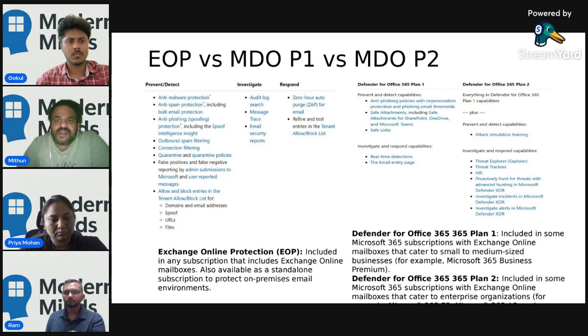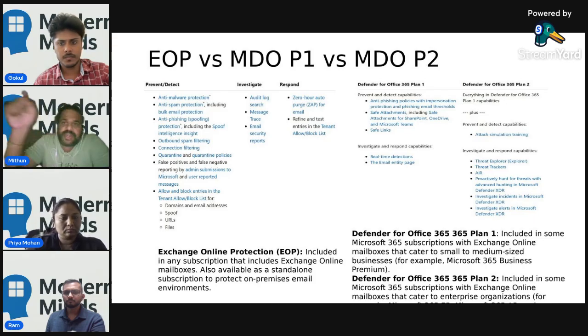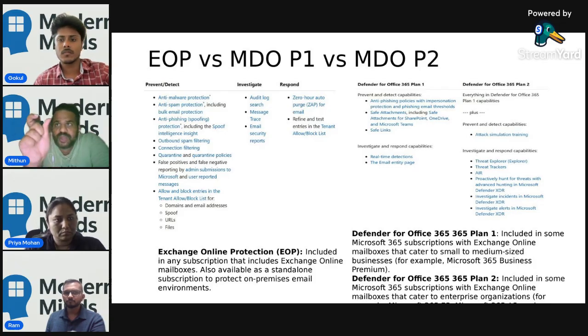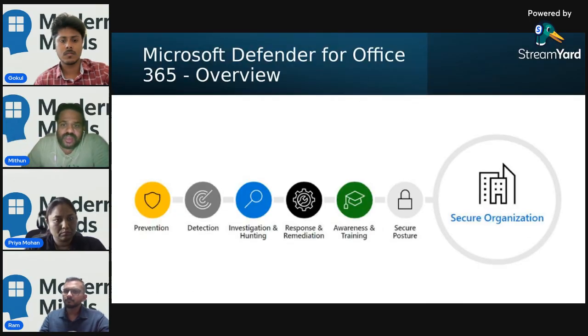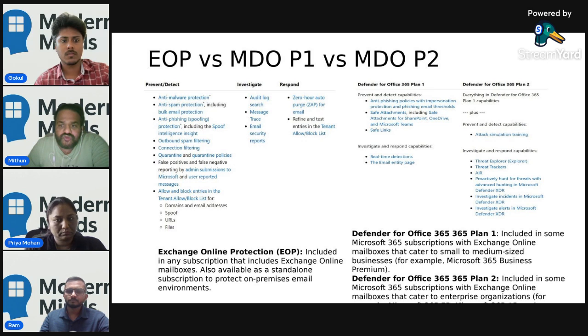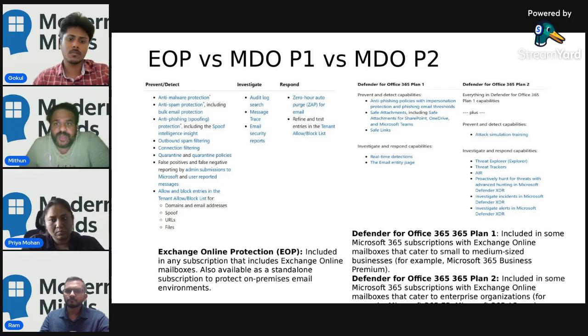And when it comes to investigate and respond capabilities, we have real-time detection and the email entity page. The email entity page is the one where you can open a particular email and do a complete analysis. You would be able to see the complete envelope of the email and the authentication results of the email. You would be able to do an in-depth analysis for URLs and files, and it also clusters similar email. If we have any email that is similar, we should be able to see those similarities and address them. So those facilities are available in P1. So what is extra in P2? P2 will have in-depth investigation and response capabilities.